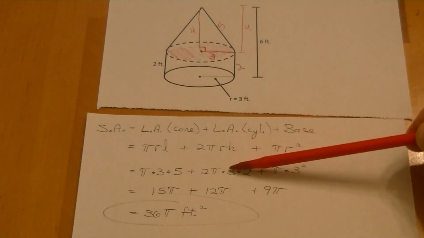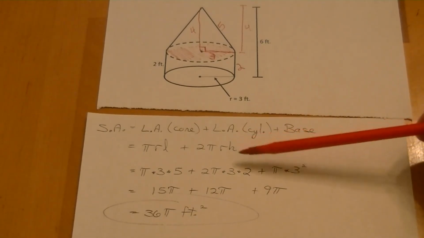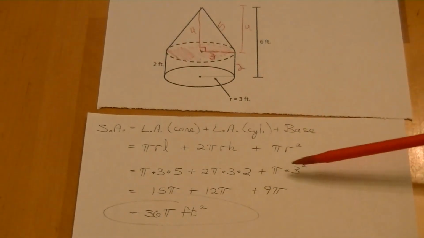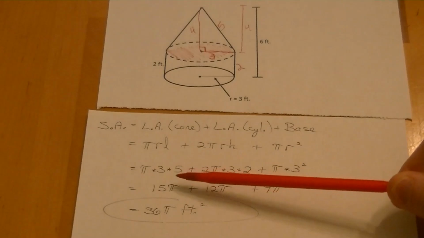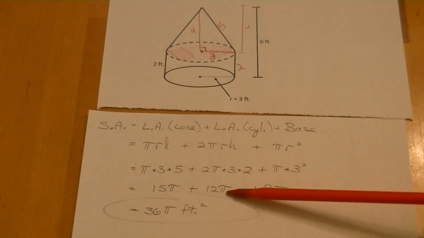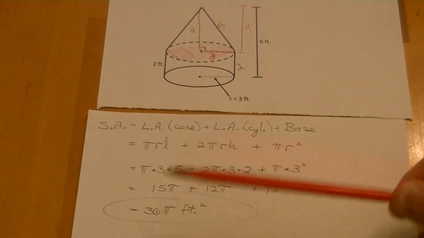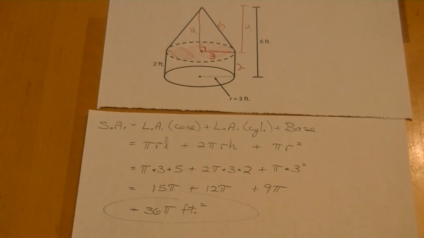And again, the radius is 3, the height of the cylinder is 2, and pi r squared for the base. So it's lateral for the cone 15 pi, lateral for the cylinder 12 pi, the base is 9 pi. They're all like terms. They add up to be exactly 36 pi feet squared. Okay, last one.